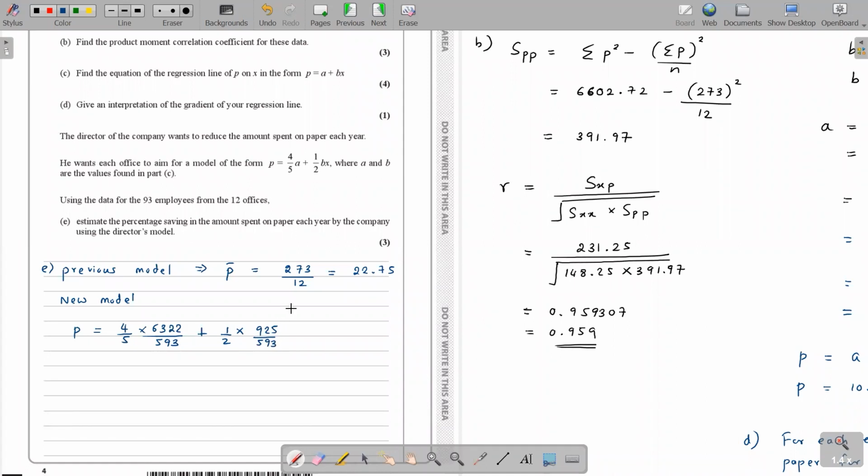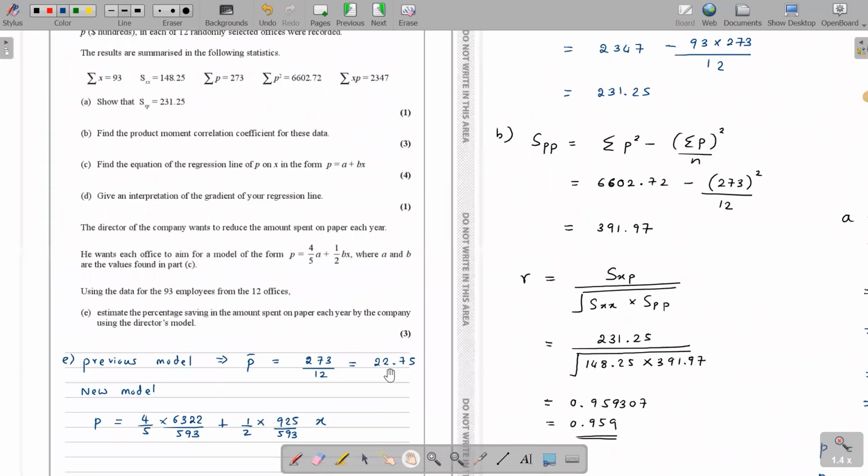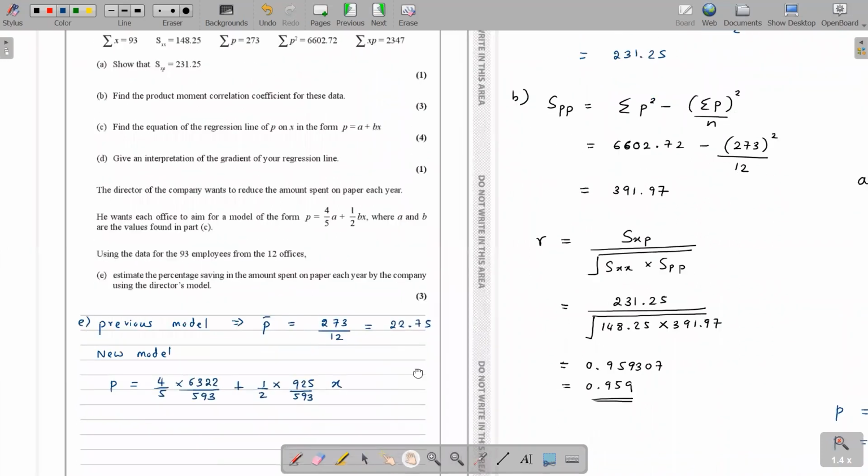925 over 593, B into X. Okay, so this is again the director's model. So in this model, how do I find the average amount spent on paper? For X, what do I need to use? Again, X is the number of employees. Sigma X is 93, the total.